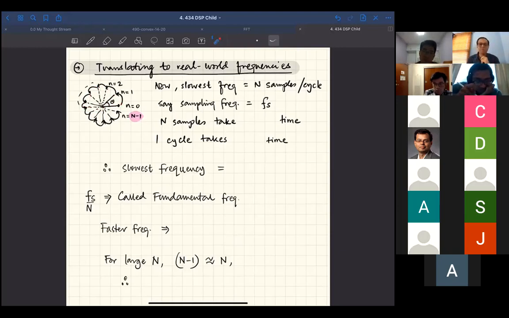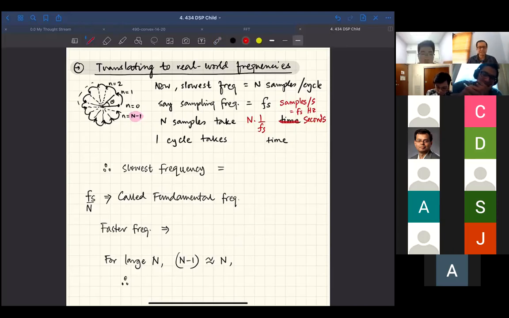1 divided by the frequency. 1 divided by Fs. So n samples will take how much time? N divided by Fs. Correct. N times 1 by Fs. So n times 1 by Fs time, actually literally seconds, if Fs is in samples per second. Let's even write that. Sampling frequency Fs is Fs samples per second, which is Fs hertz. Agreed? So n samples take n times 1 by Fs seconds.